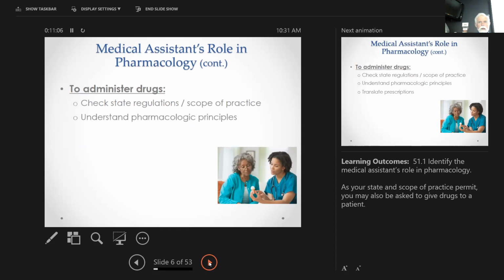To understand the basic principles of pharmacology, you need to understand the basics of these things. And of course, translating prescriptions, checking and calculating doses. Doses vary. Many drugs are given based on the weight of the patient, based on the age of the patient. So we need to know how to make sure that the proper dose is being given.